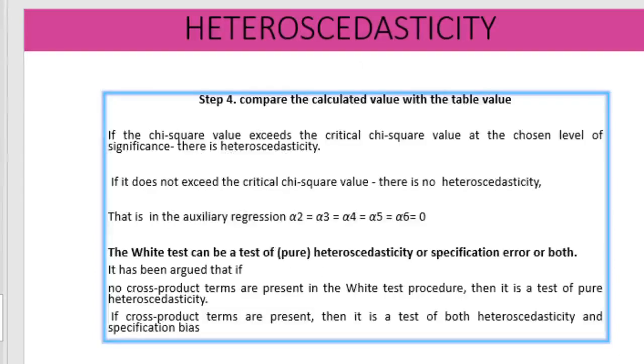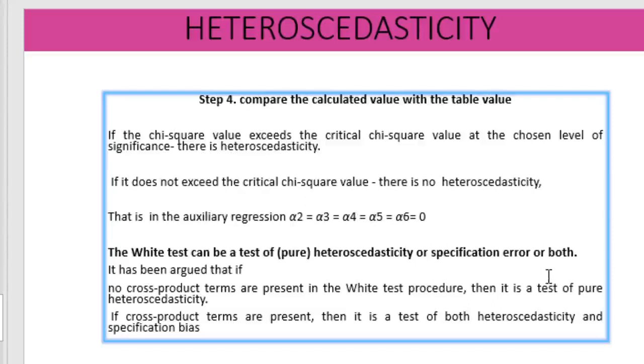In the next step, compare the chi-square value obtained from this equation with the critical value at the chosen level of significance. If it exceeds the critical value, there is heteroscedasticity. If it does not exceed the critical chi-square value, there is no heteroscedasticity. White's test can be a test of pure heteroscedasticity, specification error, or both.